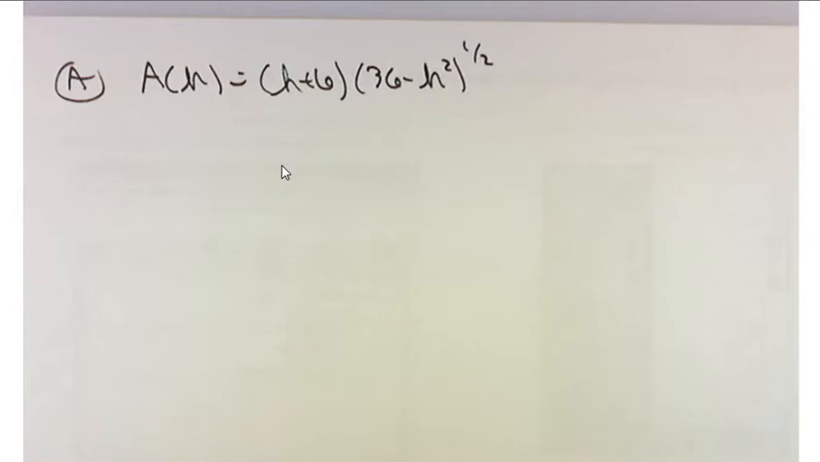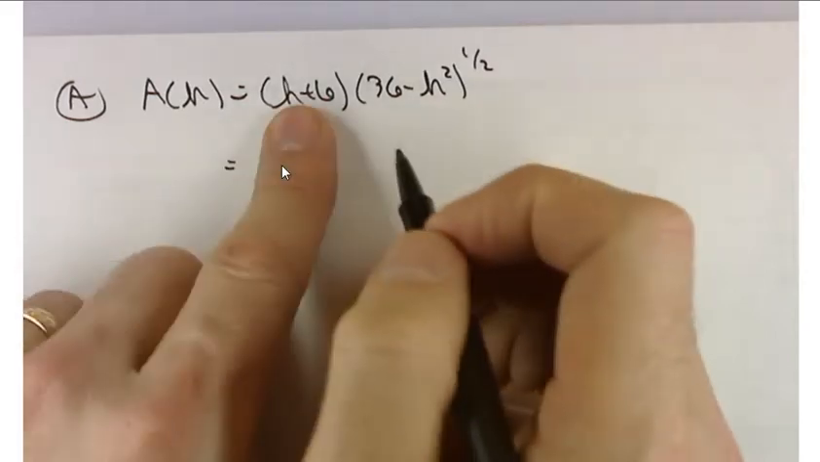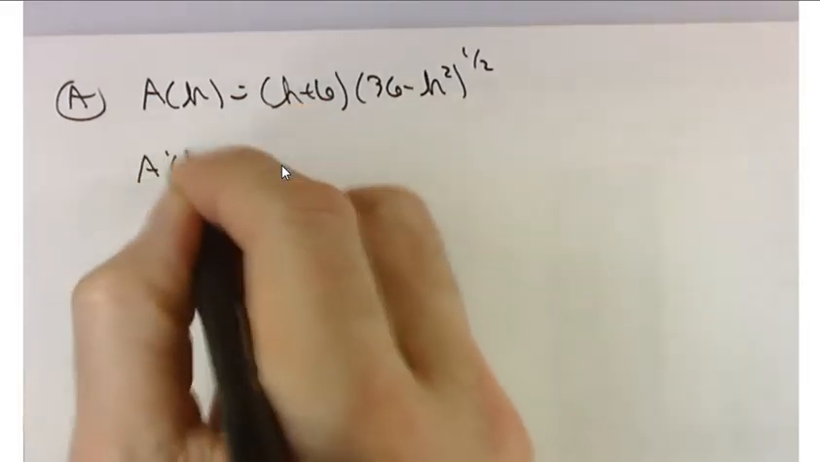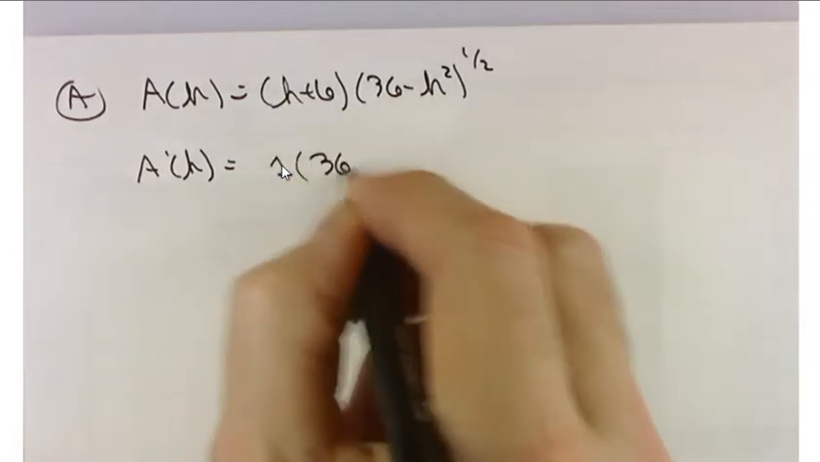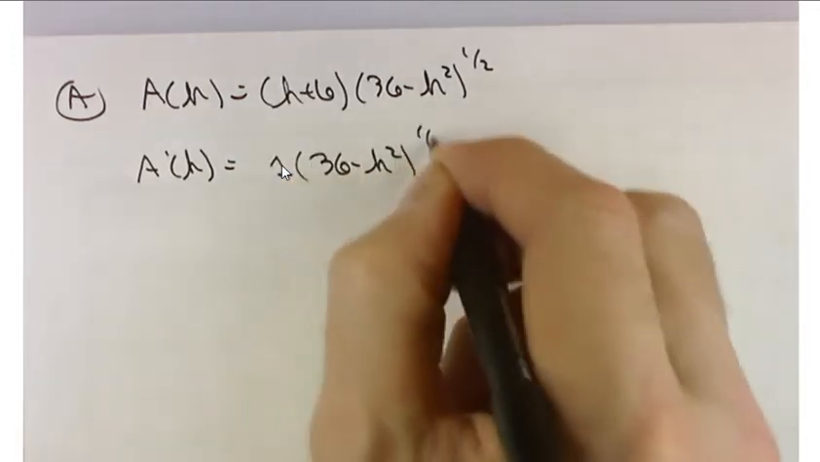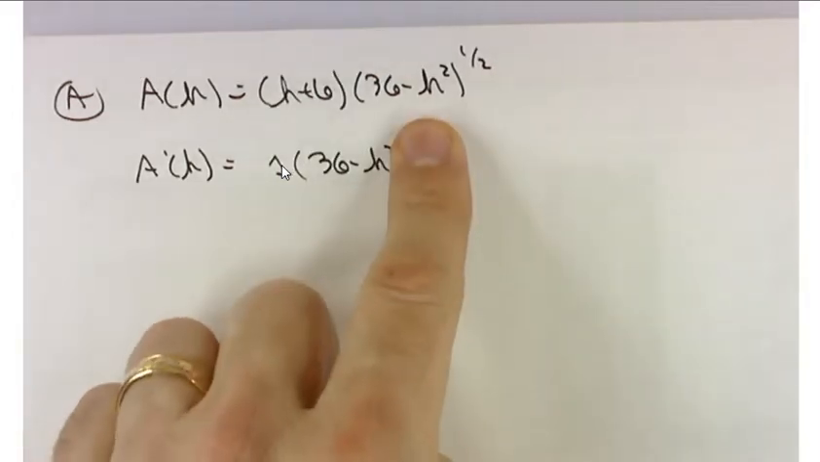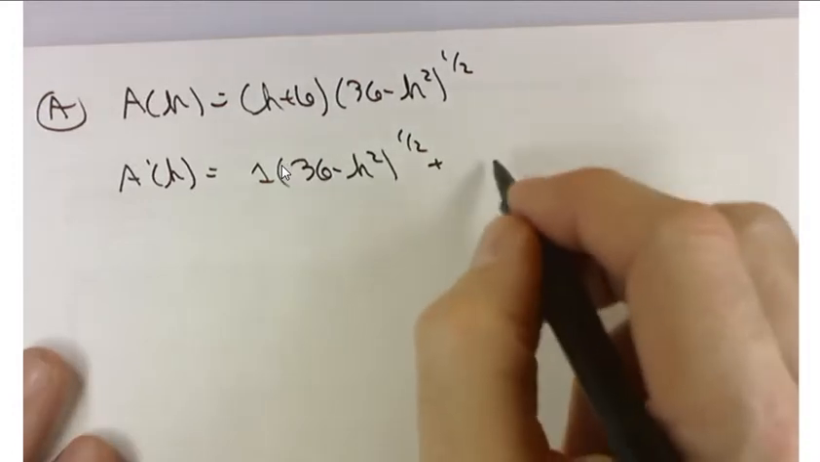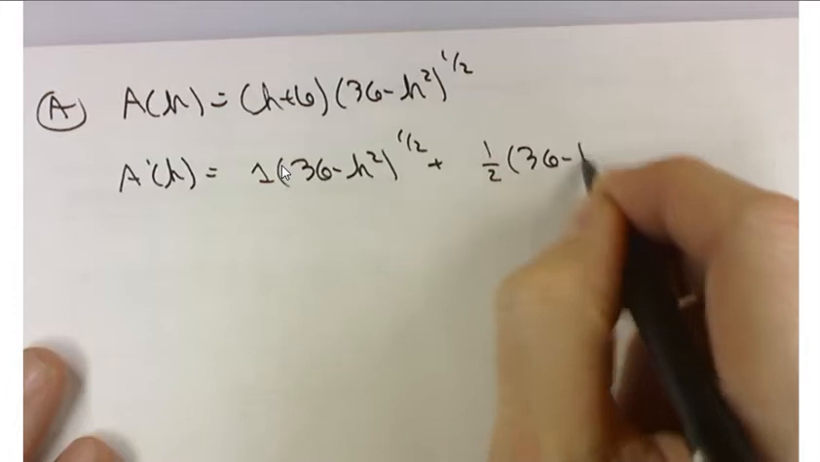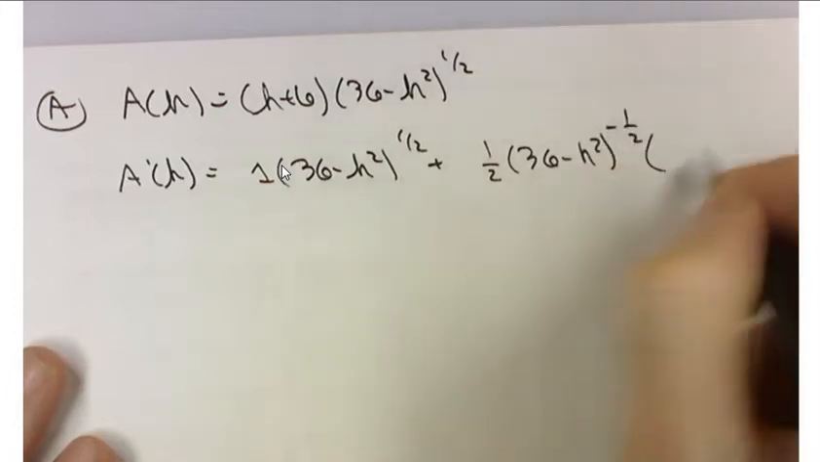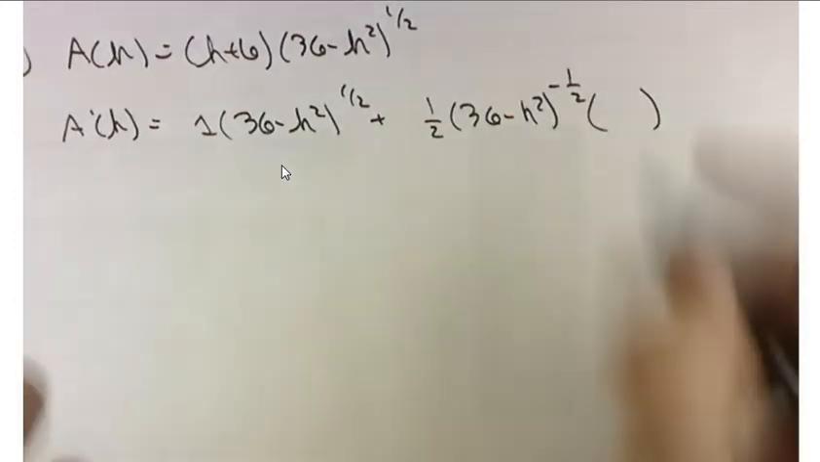Product rule and the chain rule. Good job. So as far as the product rule is concerned, the derivative of the first is 1, differentiating with respect to h. So it's going to be 1 times 36 minus h squared to the 1/2 plus the derivative of the second. So that would be 1/2 times 36 minus h squared to the negative 1/2 times what? Negative 2h.